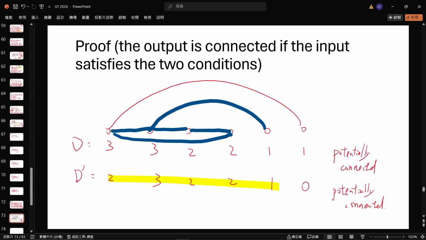So if this can be realized by a kinetic graph plus this edge, which connects this vertex to this already connected graph, the whole graph will be connected. Okay? So I think this is the most important idea for the proof. That is, if the original degree sequence is potentially connected, you want to make sure that after simplifying it, the new degree sequence is still potentially connected.